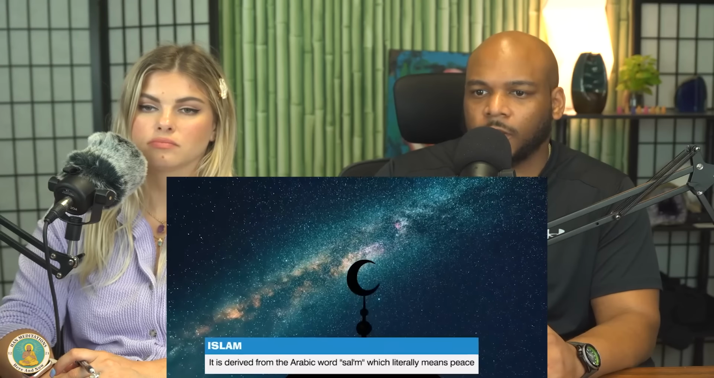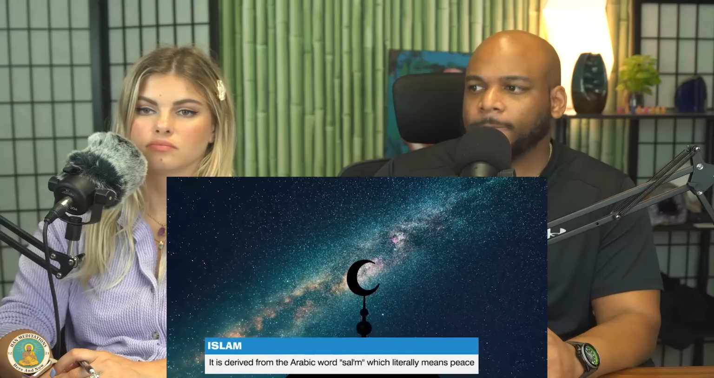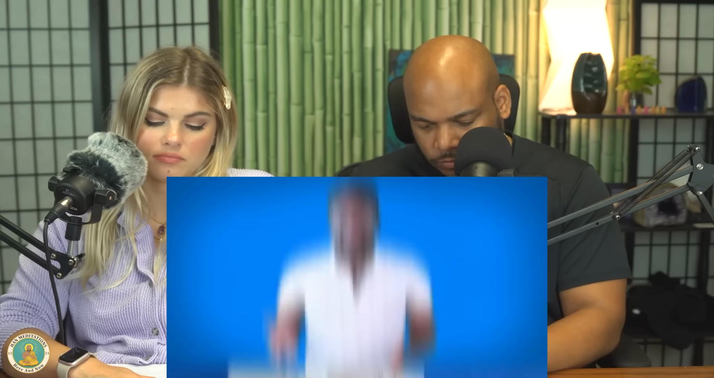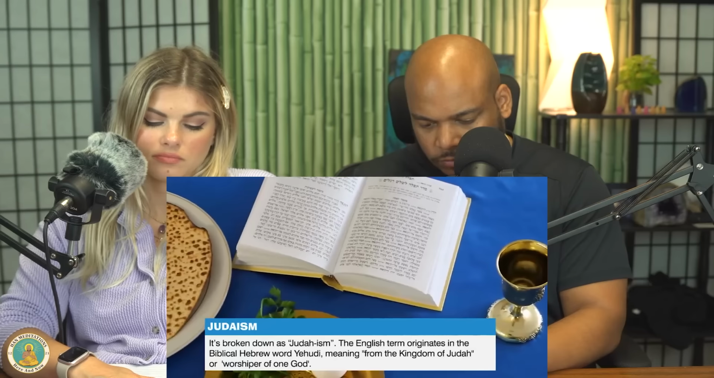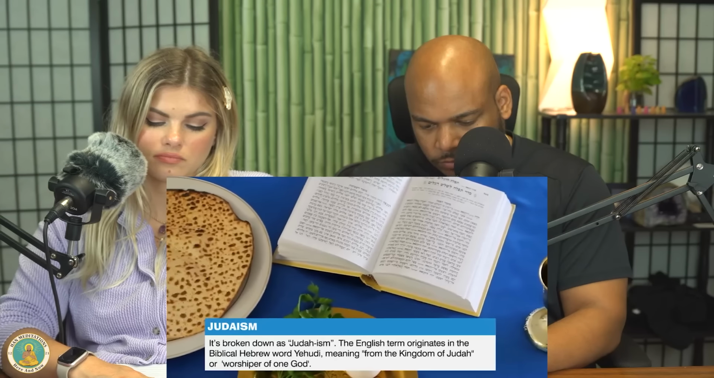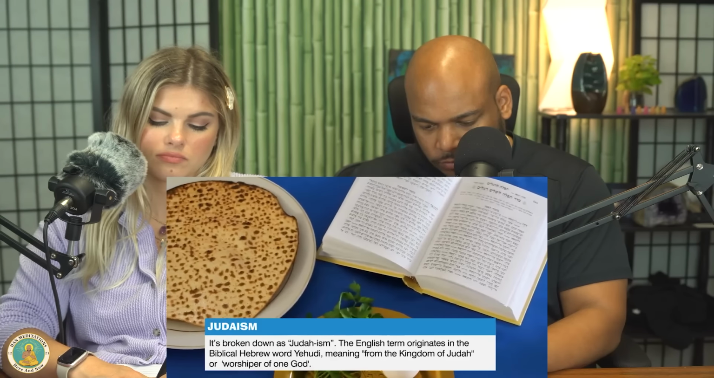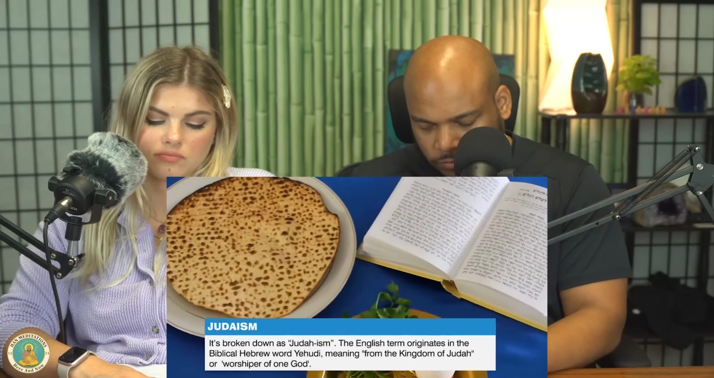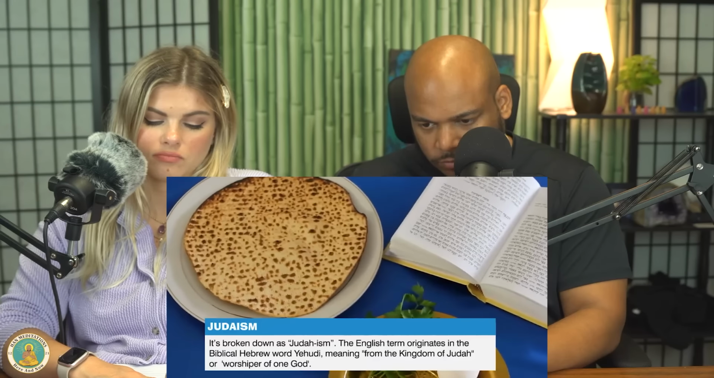At number 10, we have the name of the religion. Islam is an Arabic word meaning submission, and in the religious context, it means submission to the will of God. Islam is derived from an Arabic word literally meaning peace. Now, for Judaism, the English term Jew or Judah originates in the biblical Hebrew word Yehudi, meaning from the kingdom of Judah, or in a more religious sense, worshiper of one God.